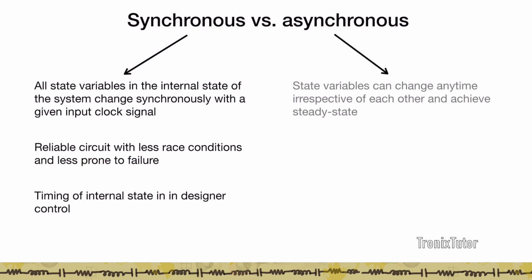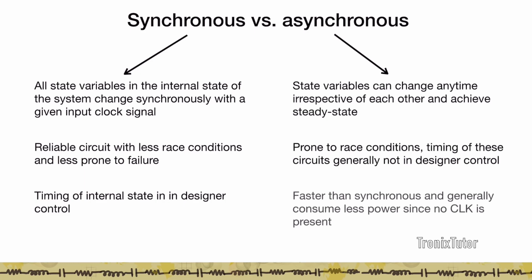And the timing of this internal state is in designer control. So as a designer, you have a lot more flexibility to design the synchronous circuit. An asynchronous circuit, on the other hand, is one in which the state variables can change anytime, irrespective of each other, and eventually can achieve steady state.